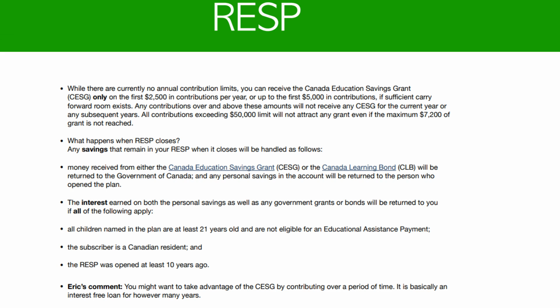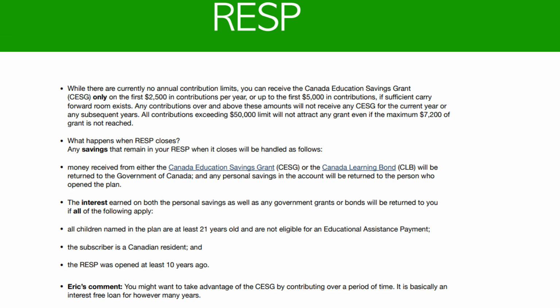So continuing on, any savings that remain in your RESP account when it closes will be handled as follows. First, money received from the CESG or Canada Learning Bond will be returned to the government. And any personal savings in the account will be returned to the person who opened the plan. That means the CESG you receive from the government, you actually don't get to keep it. So that's important.